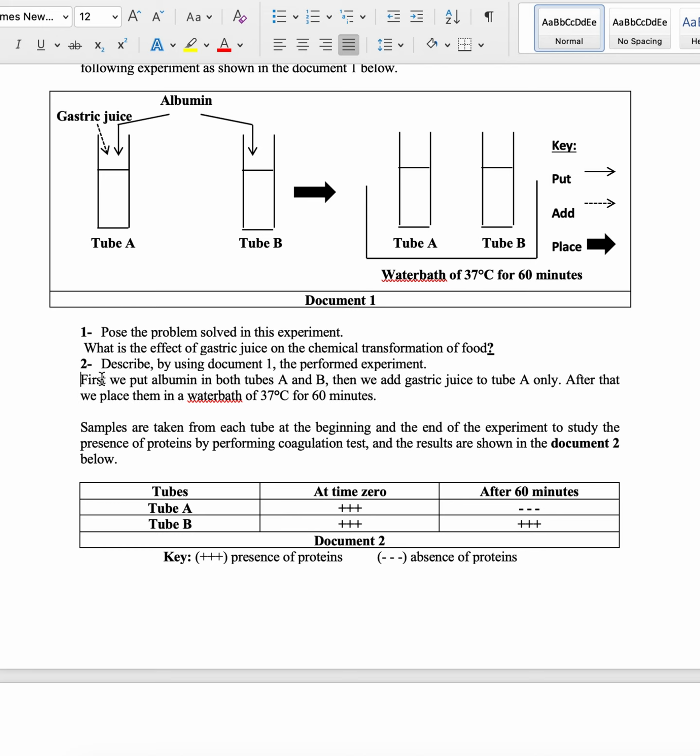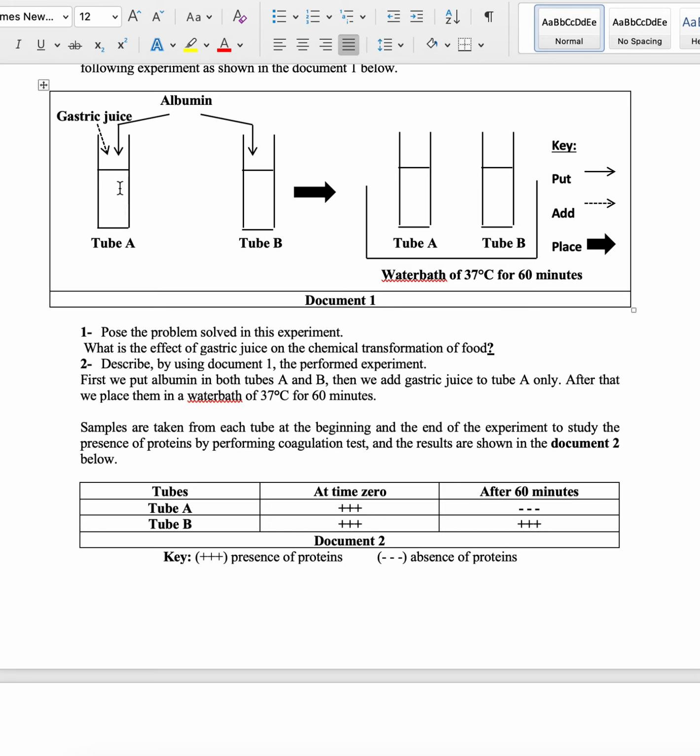So first we put albumin in both tubes, A and B. What do you mean by albumin? Albumin is the egg white, which is rich in proteins. Okay, so the albumin here is an egg white rich in proteins. Then we add gastric juice to tube A only, and after that we place them in a water bath of 37 degrees Celsius for 60 minutes.